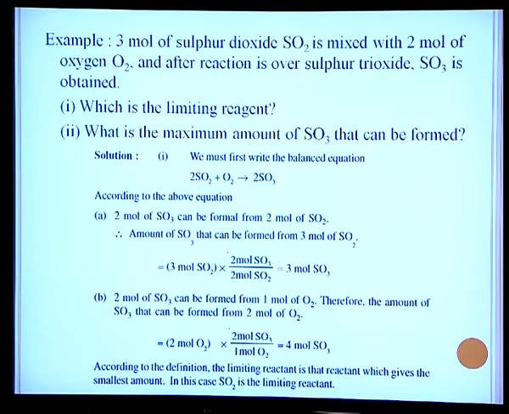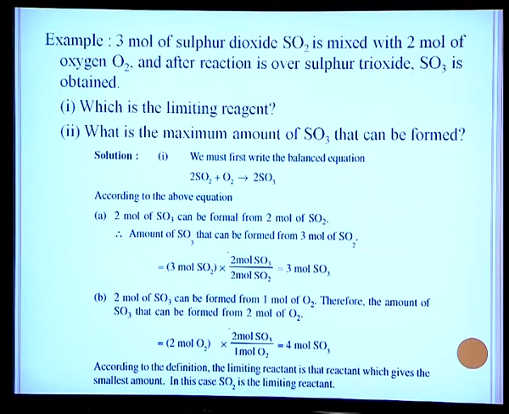So, we can easily calculate the limiting reagent as well as the amount of sulfur trioxide. 2SO2 plus O2 to give 2SO3. According to this reaction, 2 moles of sulfur trioxide can be formed from 2 moles of sulfur dioxide. The amount of sulfur trioxide that can be formed from 3 moles of sulfur dioxide is 3 moles of SO2 into 2 moles of SO3 divided by 2 moles of SO2, equal to 3 moles of SO3. 2 moles of sulfur trioxide can be formed when 1 mole of O2 reacts.